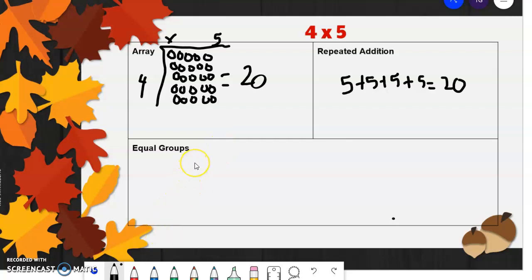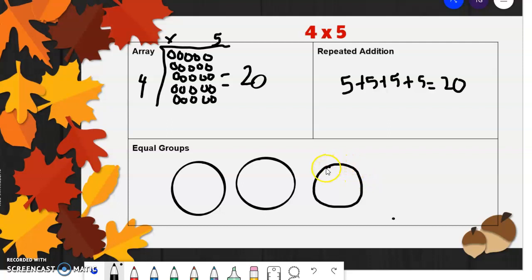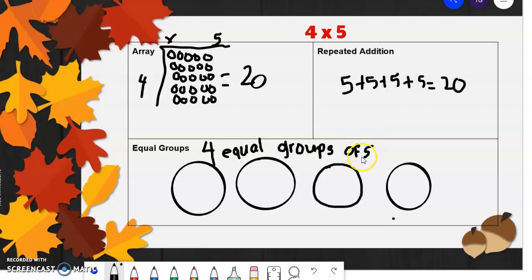Now we're going to create 4 groups. And remember, we have 4 equal groups of 5. And so I'm going to use tally marks to represent my equal groups.